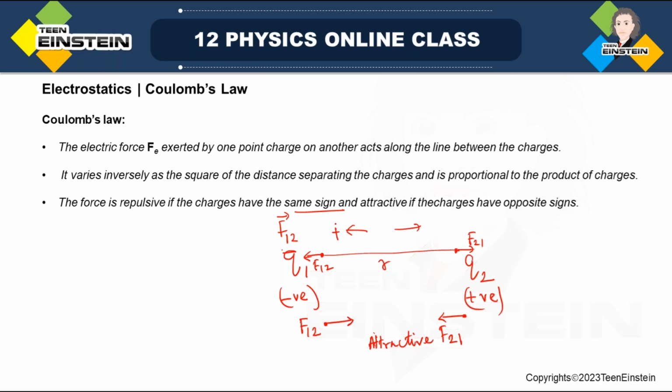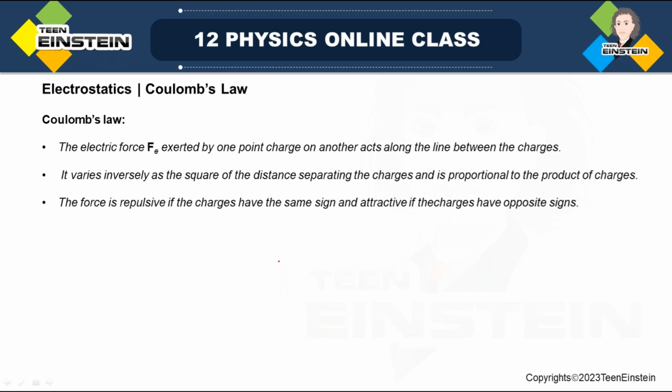And if both are positive, then these are actually repulsive. So I hope this is fine so far. Now, if I want to write the vector form of this Coulomb's law, then we must define.